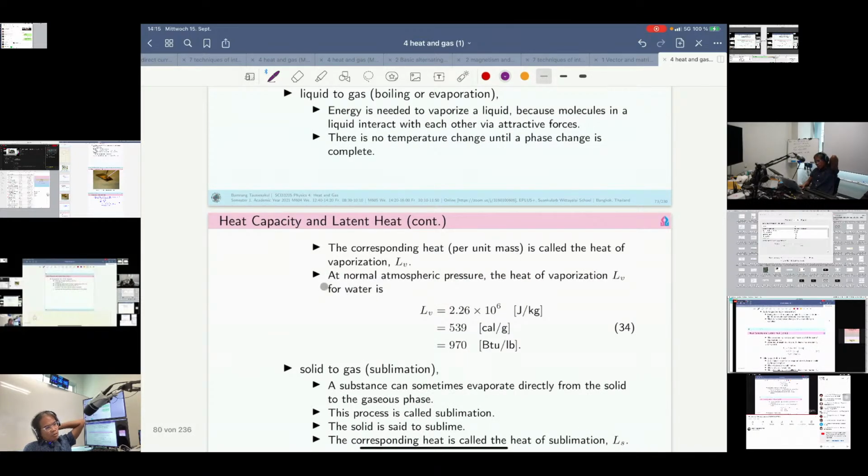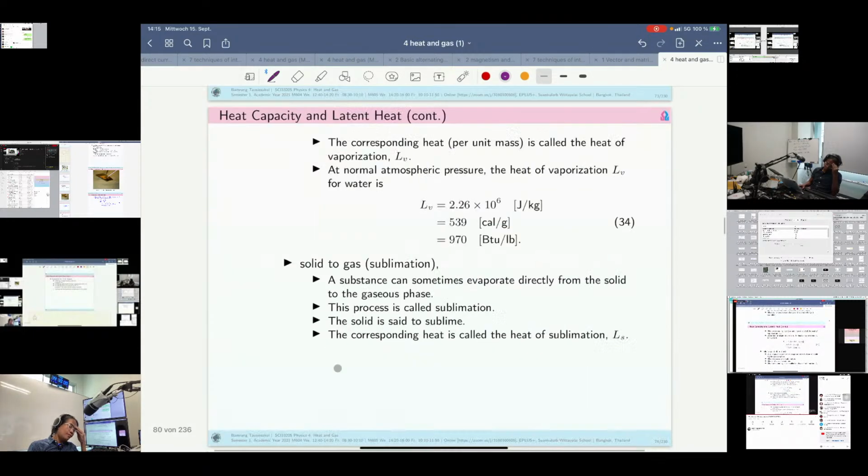And at normal atmospheric pressure, the heat of vaporization for water is 2.26 times 10 to the 6, or the value in calories per gram or BTU per pound.